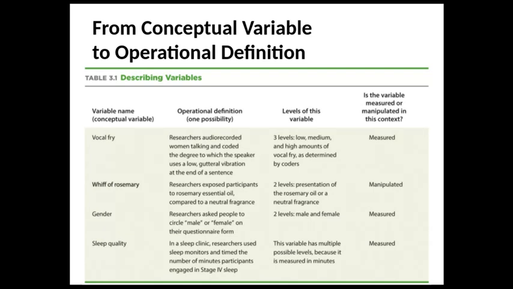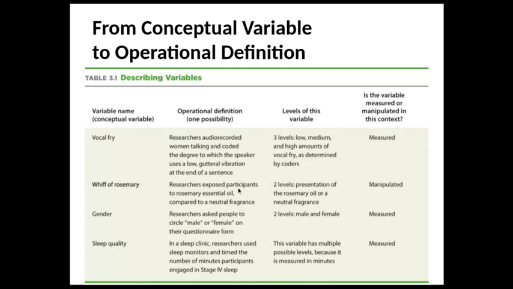It could be used as an essential oil. So in this case, specifically, researchers exposed participants to either rosemary essential oil or a neutral fragrance. There were 2 levels: presentation of rosemary or no rosemary, meaning a neutral fragrance that had nothing to do with rosemary. So if researchers were exposing the participants, this is a controlled variable because they're not measuring the number of times that they sniffed rosemary or that they guessed correctly.